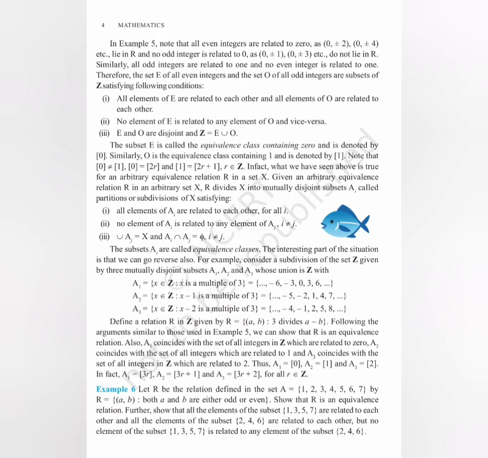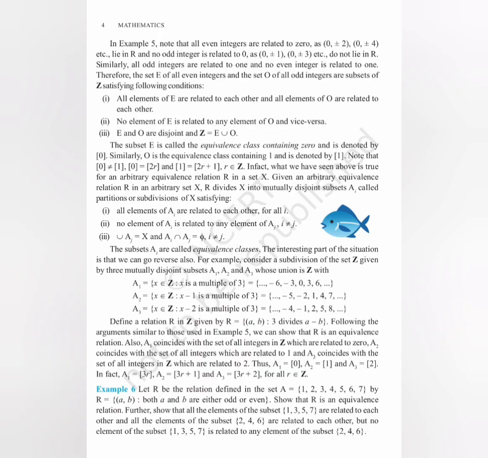Number 1. All elements of E are related to each other and all elements of O are related to each other. That means all elements of E, even numbers, are related to each other. All elements of O, that means odd numbers, are related to each other.